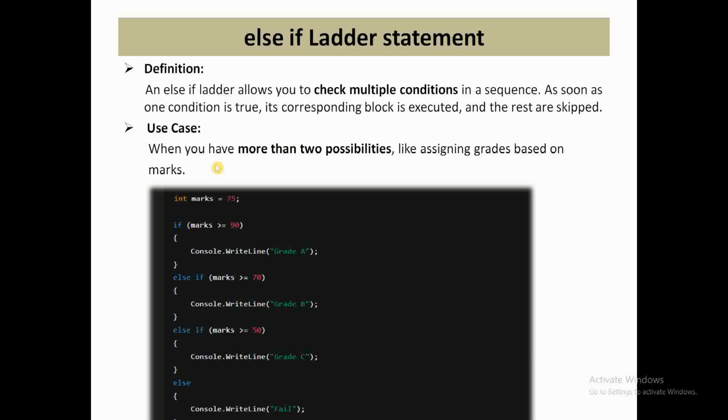Use case: when you have more than two possibilities, like assigning grades based on marks, then you can use these else if ladder statements. Here we have an example: we have if and else conditions and we applied else if blocks also, because we have more than two possibilities, so that's why we use these blocks. Let's see this example.